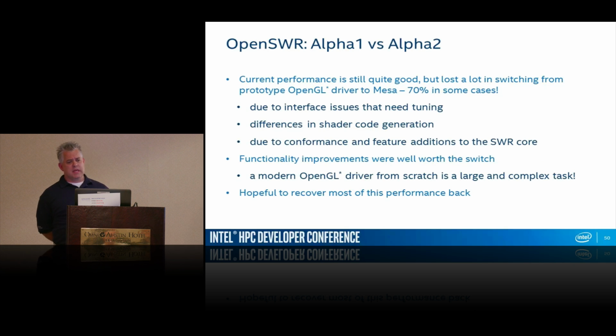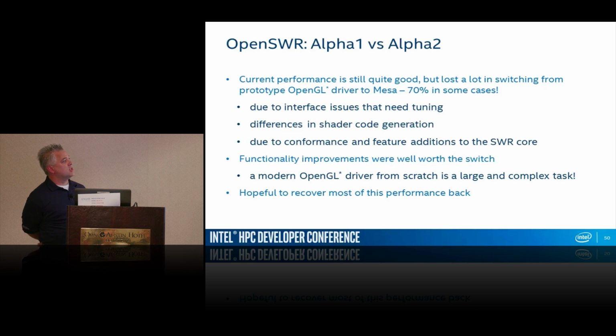The performance is still very good for OpenSWR, although in some cases we've lost up to 70% of our performance between the initial fixed function and the current SWR. And a couple of reasons for that. One is that we have some things we can still tweak. We have some things to tweak at the MESA level. We have some things to tweak at the SWR core level to fully exploit the best we can get out of the workloads that we're interested in.